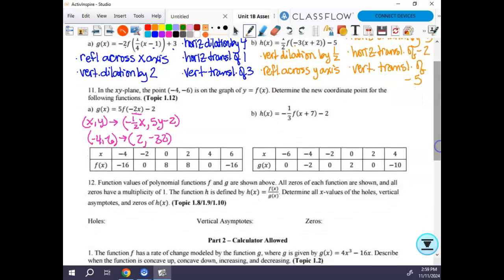Then here, the only thing that's happening to x, xy is being mapped to x minus 7 because I'm going to the left, and then 1/3 y minus 2. So that means that negative 4, negative 6 is being mapped to negative 11, negative 4.